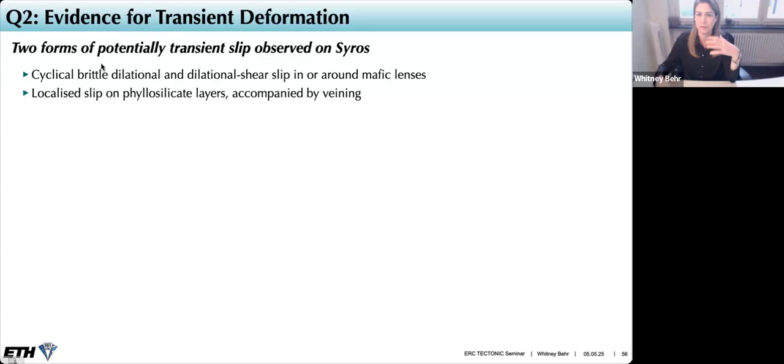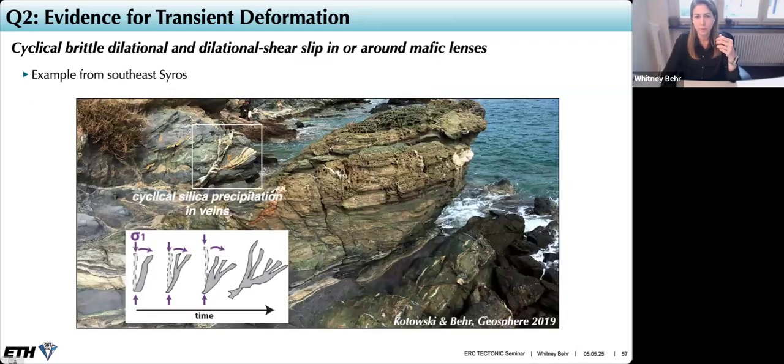So one is this cyclical brittle dilational and dilational shear slip that's very common in or around the margins of the mafic lenses here in Syros. The other is localized slip on phyllosilicate layers or shear bands, commonly also accompanied by veins that appear simultaneous or coeval. So just to show some examples, coming back again to my favorite eclogite boudin, this one is riddled with abundant veins within it. So this is telling you there was some brittle cracking event breaking up this mafic eclogite here, but also along its flank in the background, there's this evidence of vein emplacement during progressive ductile rotation.